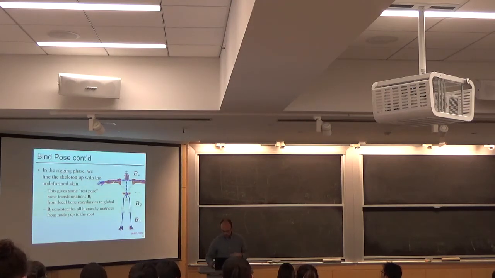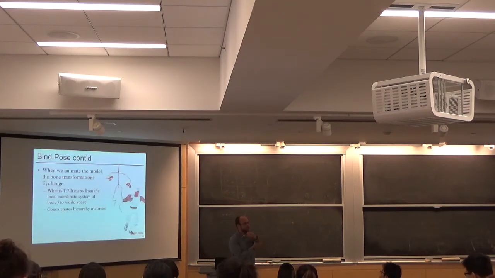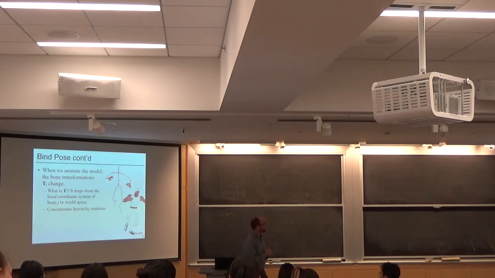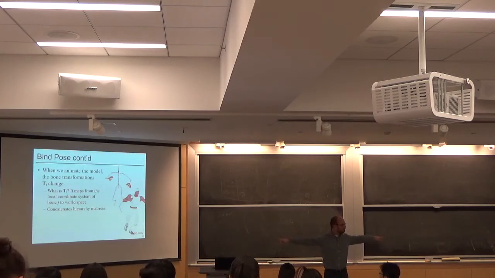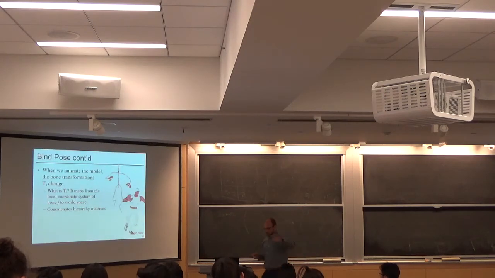Okay. So now we animate the model. The bone transformations change. The bone is no longer in this position; it's in some other one. And so what do I have to do to deal with that? I need the bone transformation tj. By the way, tj and bj would align in the rest pose. So now I have a new set of coordinates, and these map from the local coordinate system of the bone to the world space of the deformed character. And these also concatenate a bunch of matrices, but they concatenate the ones for the deformed skeleton instead of the ones for the bind pose.